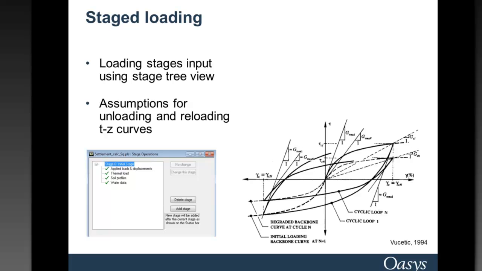So those are some of the assumptions that need to be considered when you're unloading and reloading, and those assumptions are set out in the help file, as I said, and for each different type of TZ curve, the assumptions are set out of what has been considered.